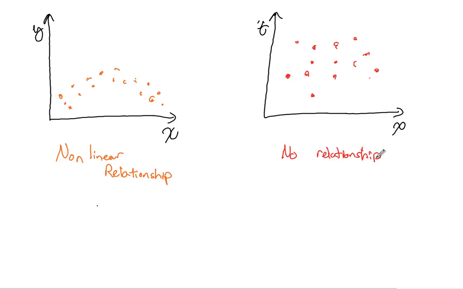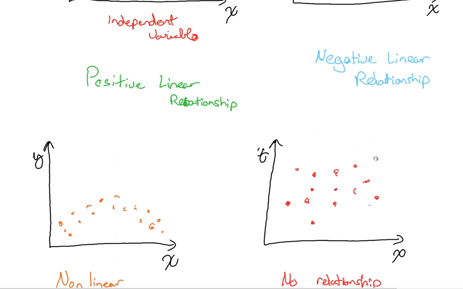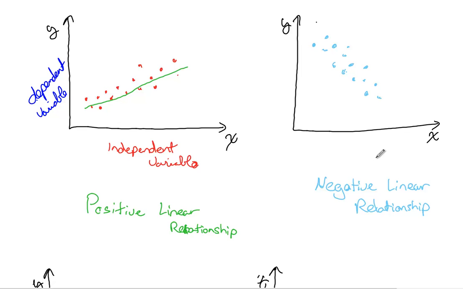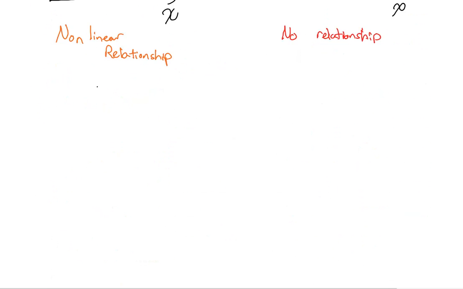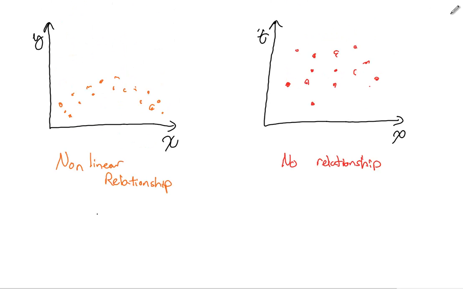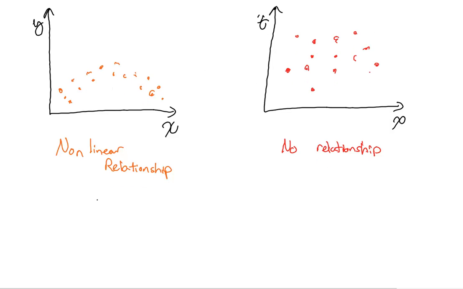And so these are the four different types of graphs or different relationships that we really try to look for. Is there some type of positive linear, or is it a negative linear? Is it some type of non-linear, like this one? Or is it going to be no relationship at all? So let's look at an example of this.